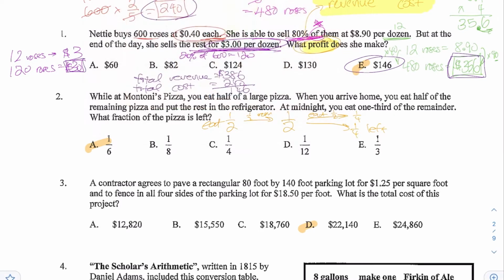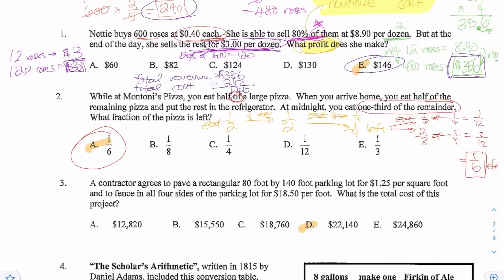And last but not least, after midnight, you eat 1/3 of the remainder. So you eat 1/3 of 1/4, which will give you 1/12. So that means there's 2/3 of the 1/4 left, and that's going to be 2/12 or 1/6. And that's choice A. So each time you see the word of, it means to multiply.